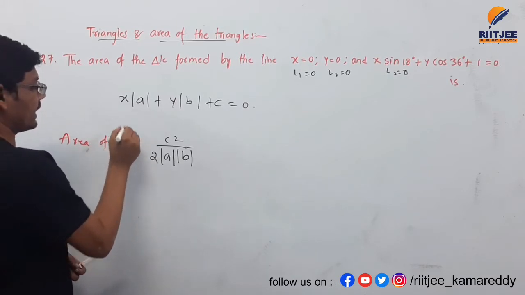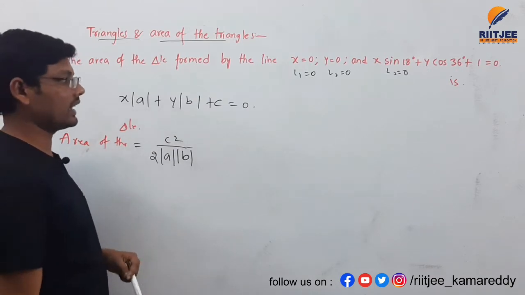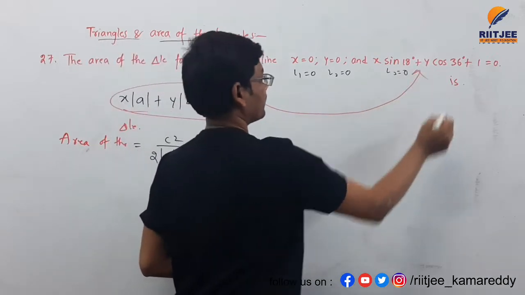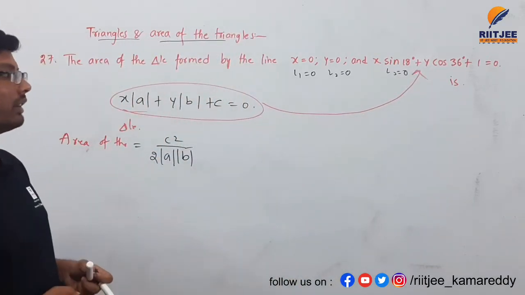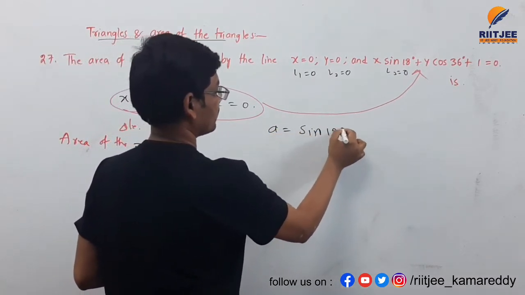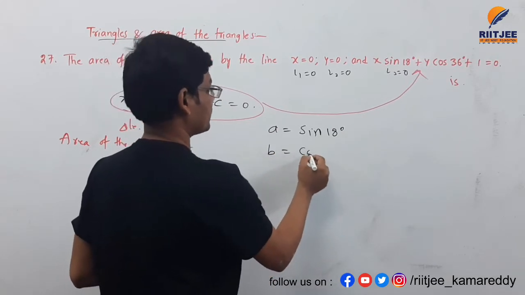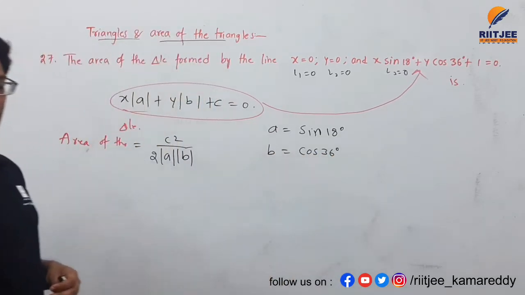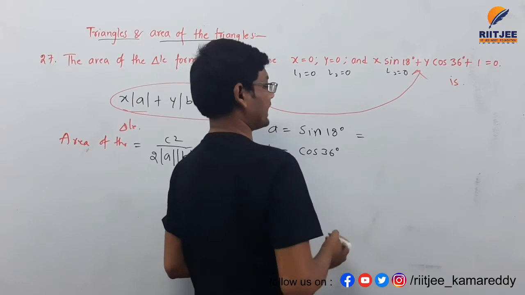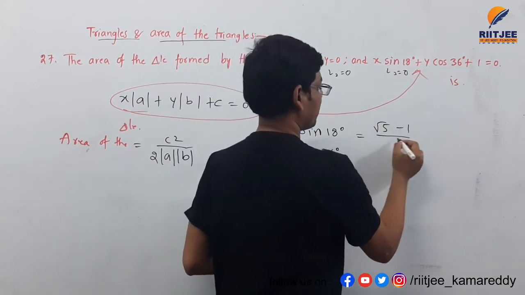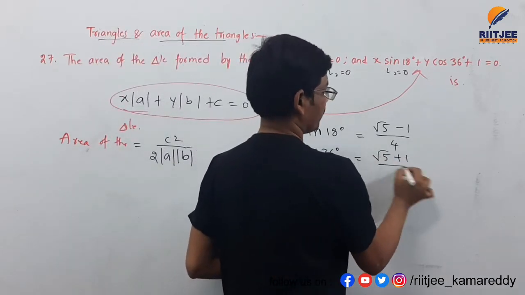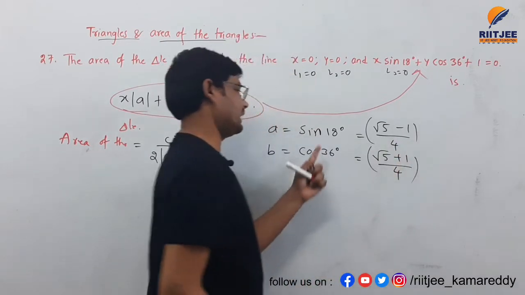The area of the triangle formula we already discussed in last classes. If you compare this equation with this equation, then we will get the A value and B value. A is equal to sin 18 degrees and B is equal to cos 36 degrees. What is the value of sin 18 degrees? Root 5 minus 1 by 4. And the value of cos 36 is root 5 plus 1 by 4.